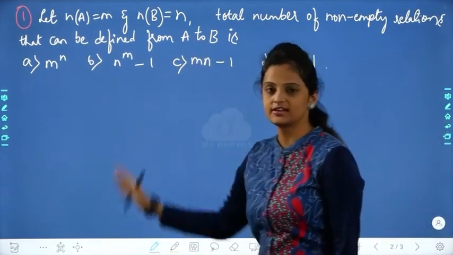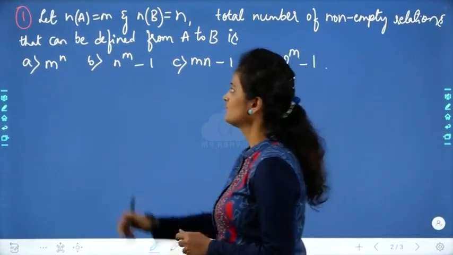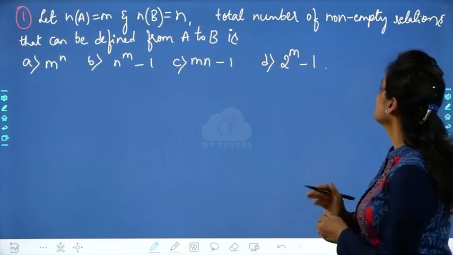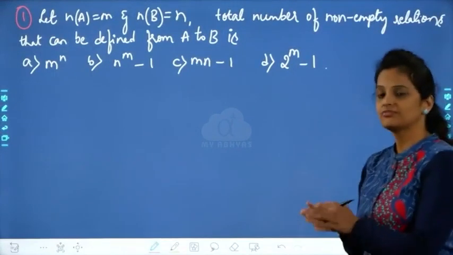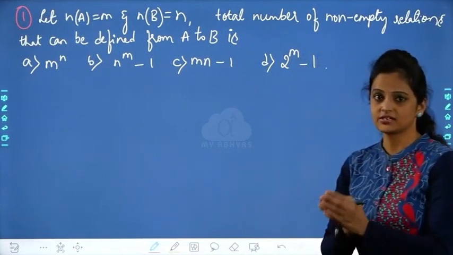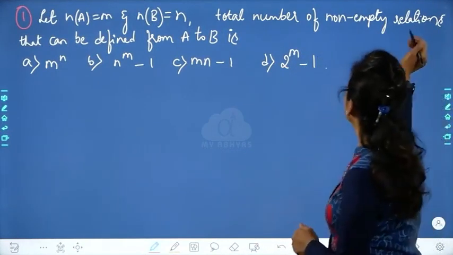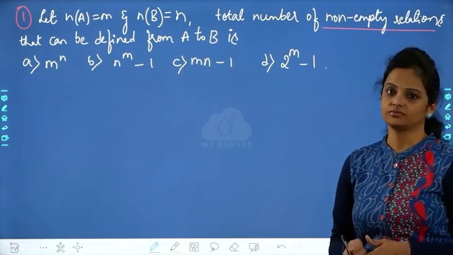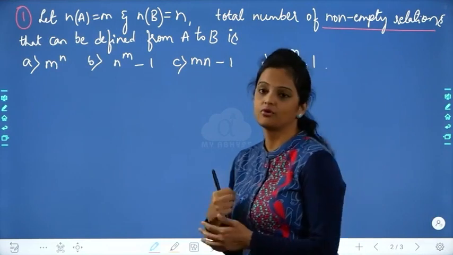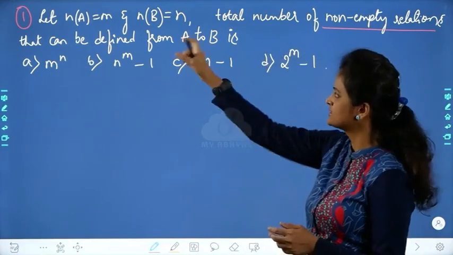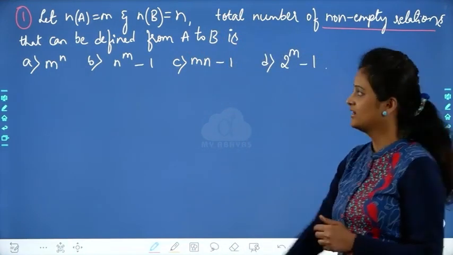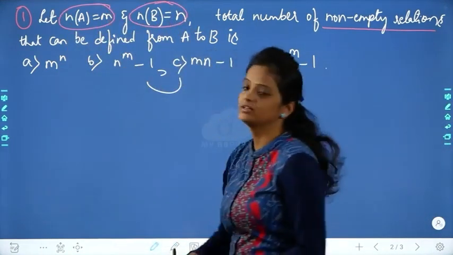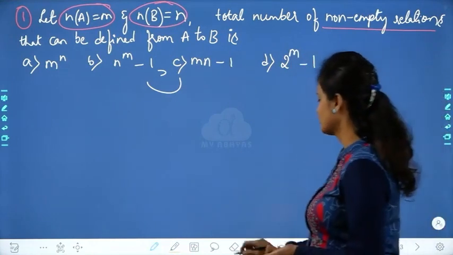First question is already there on the screen. Let n of A be m and n of B be n. What is the total number of non-empty relations that can be formed from one set to the other set? When they ask for non-empty, the null set will go off. So how many relations will be there from this set to that set? Keeping n of A is m and n of B is n, you can tell me how many relations you can form.